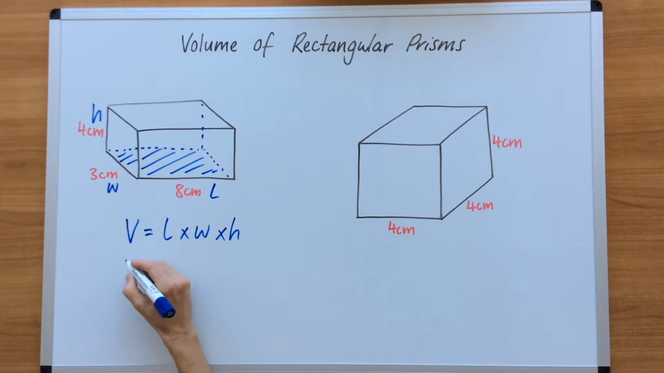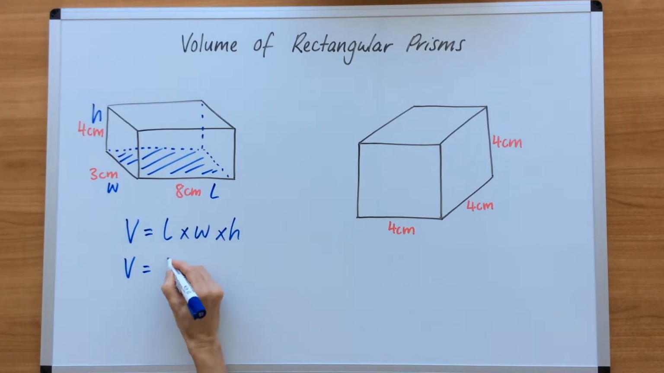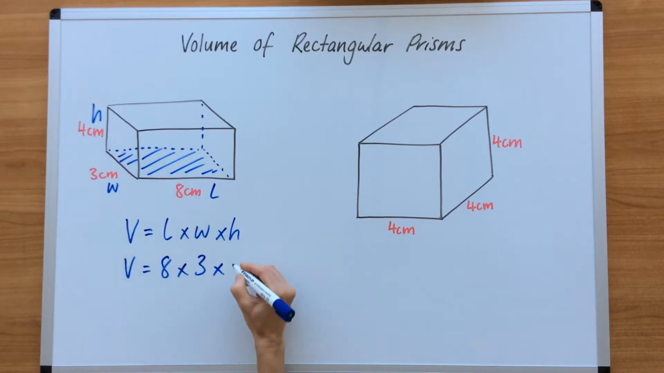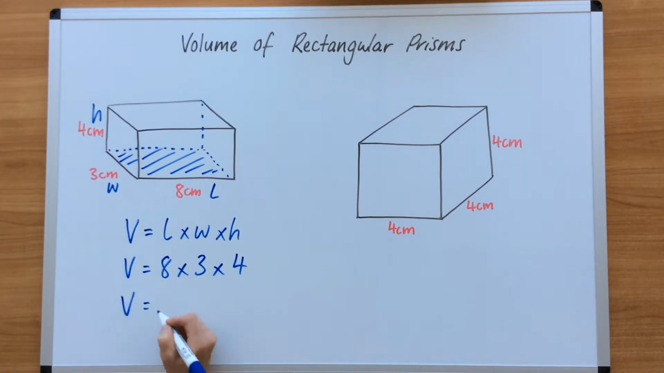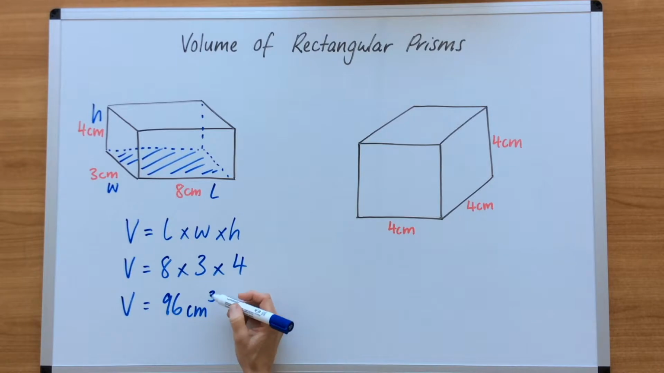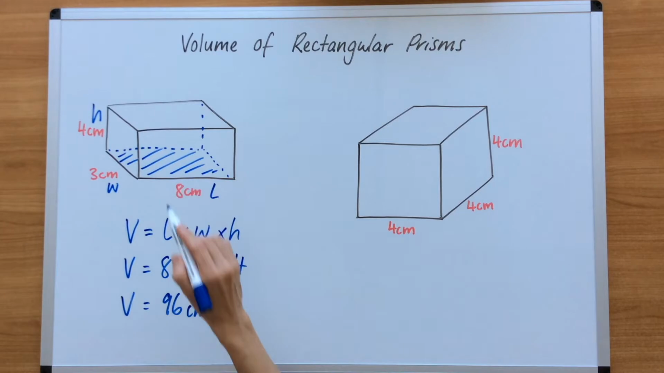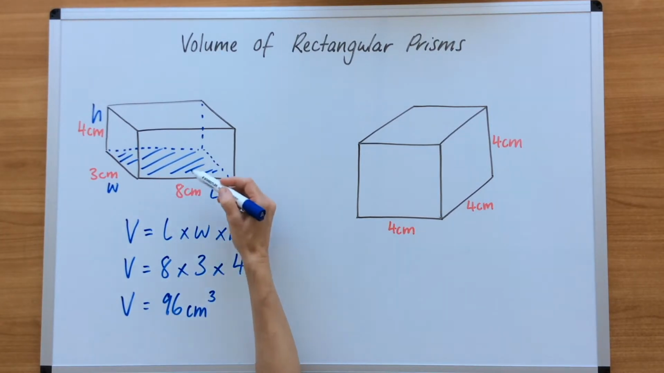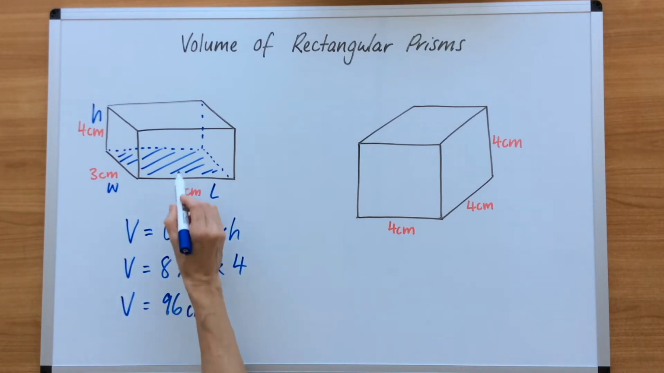So let's look at this now. Second line is substitution. Length is 8 times the width of 3 times the height of 4. And we multiply that, okay, and that comes to 96 centimetres cubed. Now, because we're talking about volume, it's cubed. It's not squared like it was for area. We put a little 3 there. So we figured out there are 96 centimetre cubes that fit inside that. Now, of course, that's not drawn to scale, so it's not realistic. But if it was, we'd be able to fit 96 little centimetre cubes inside that.